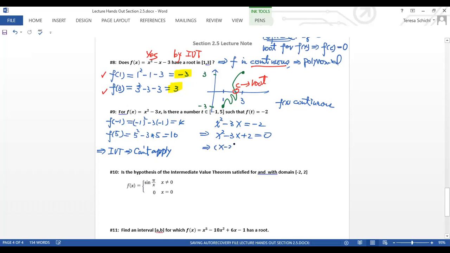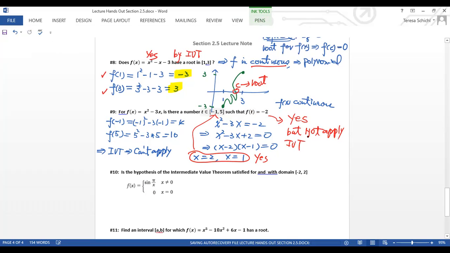Then I can factor, and x equals 2 or x equals 1. Both of them will satisfy, and both of them lie inside my domain, negative 1 and 5. Yes. So the answer here is yes, but the intermediate value theorem does not apply. Okay, be very careful.